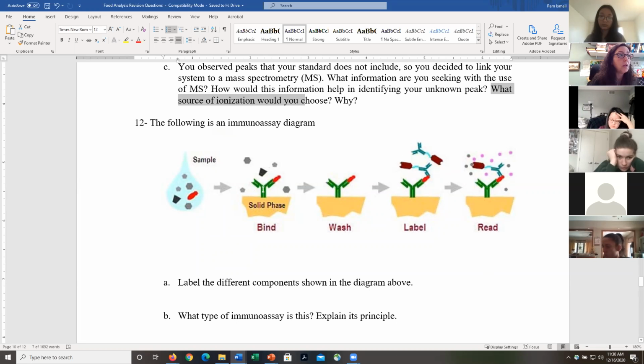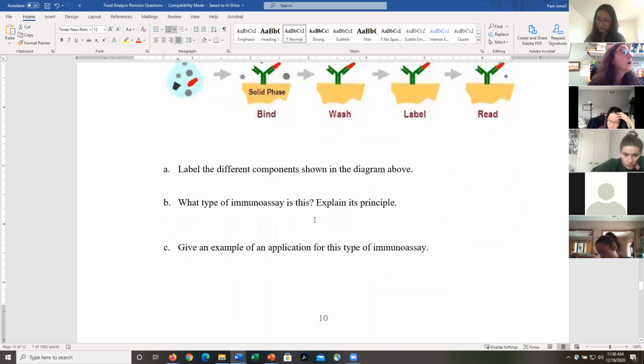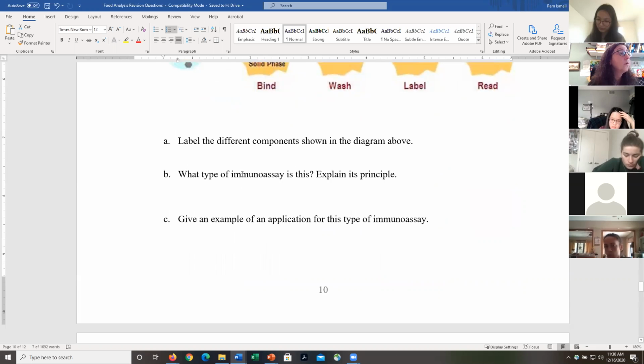So capture antibody, antigen, labeled antibody, or you can call it detection antibody, the enzyme here, which is that dark orange structure, and then you have the substrate that is gray, and then you have the product that is pink. So what type of ELISA? Sandwich ELISA. Explain its principle, which is basically all the steps that I just covered.